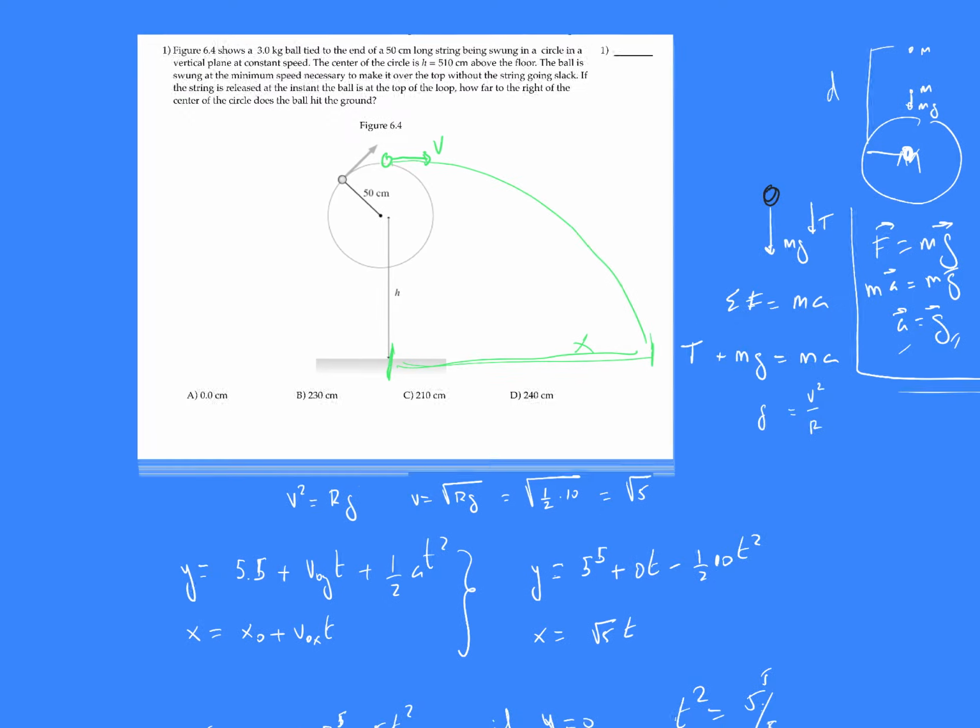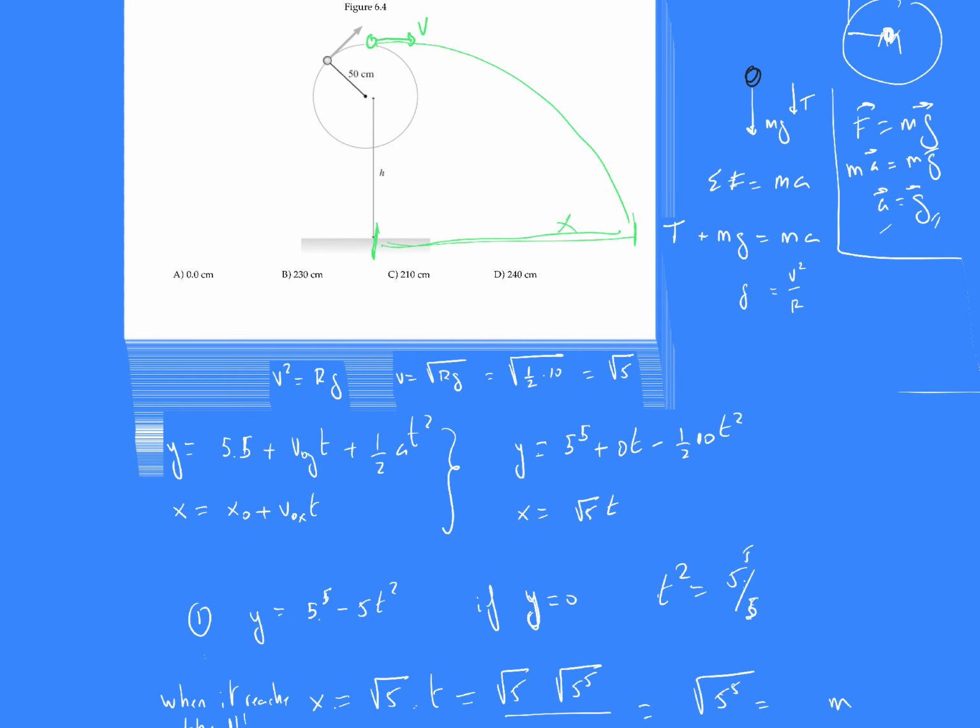Okay, the first thing is to understand what this situation is. What is the velocity that they are talking about? They are talking about the forces at the top: there is the mass m, there is the tension going downwards, and there is the mg.